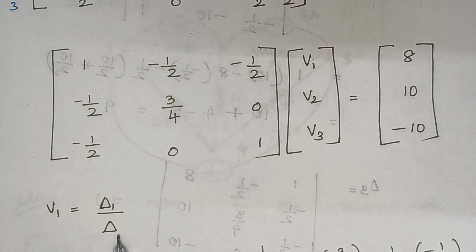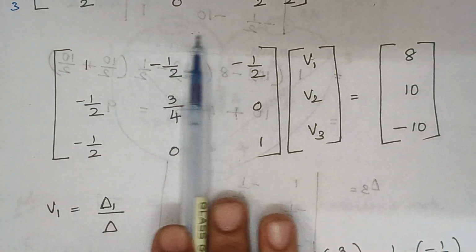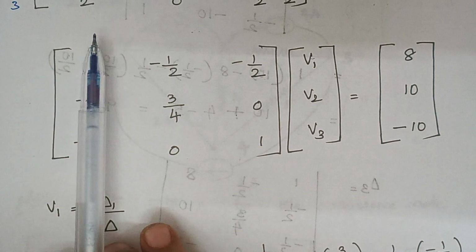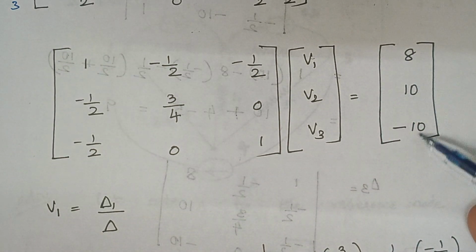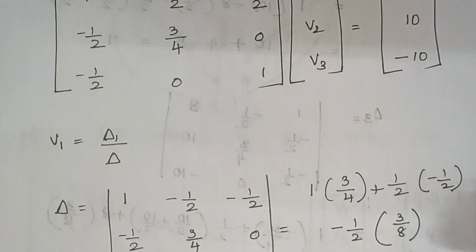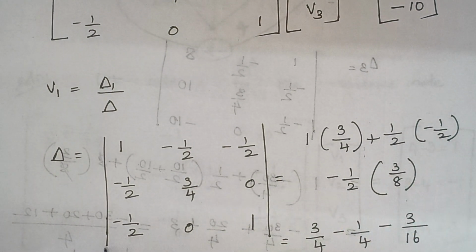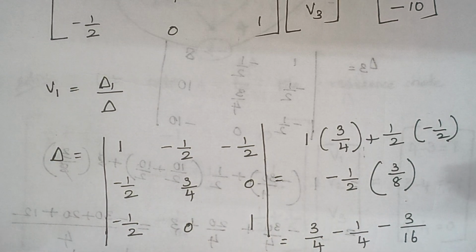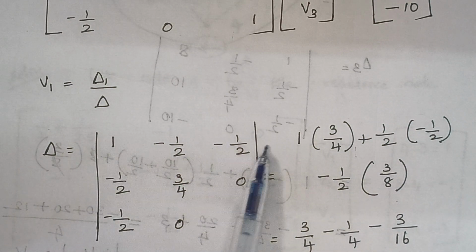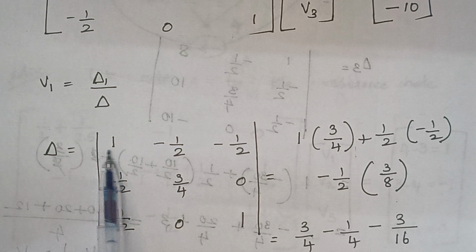What is meant by delta? When you take the determinant of this matrix, that will give you the delta. How to calculate del 1? Again we have to take the determinant, but we have to replace this first column with this element. So first we will start with delta. You see here we are calculating the determinant of this matrix. I hope you people are familiar with the determinant. So you see 1, you have to leave this column and this row.